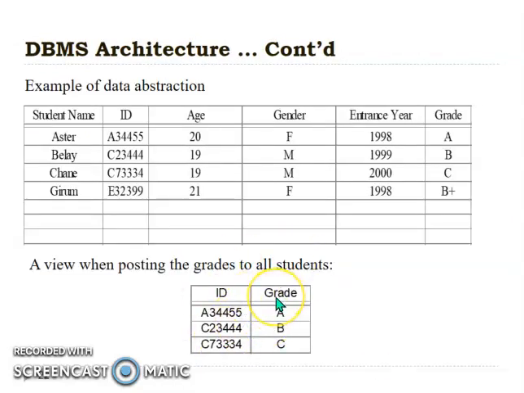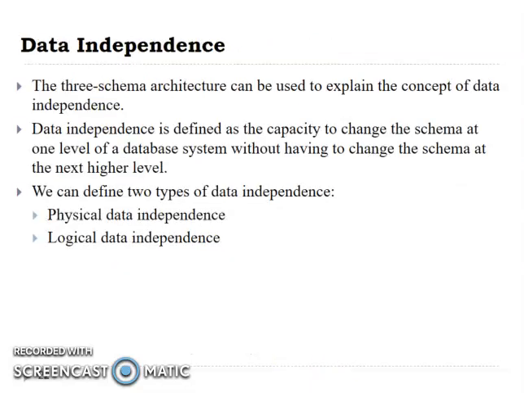This is the abstract. Mostly I use the word abstract. When you say abstract, we have this table. The table has student name, ID, age, gender, entrance year, grade. This is the whole table we store in a database. But the user may view only the ID and the grade from this table. So this ID and the grade is what we call the abstract of this table, because it is a subset of this table, but the user only wants to view this part. That is the reason why we ask, what is data independence?